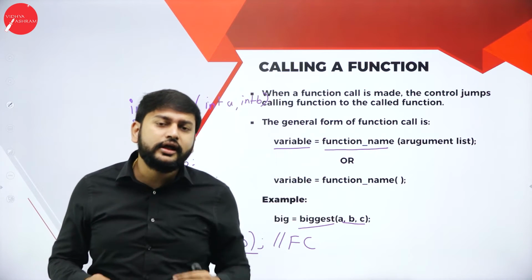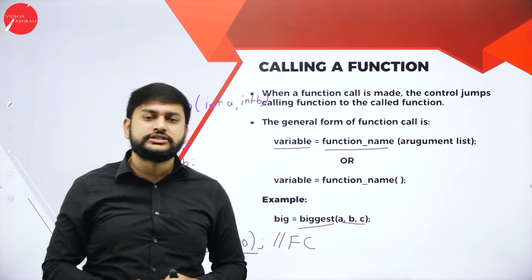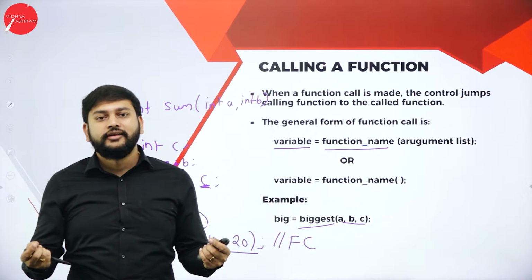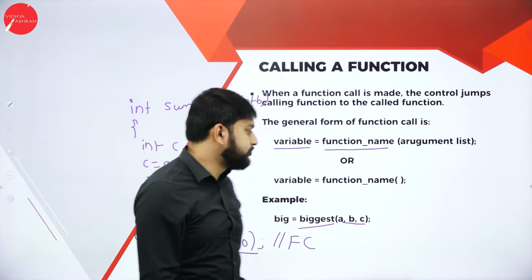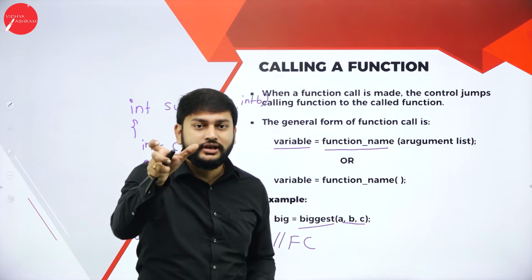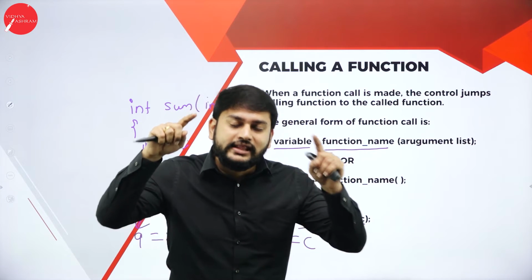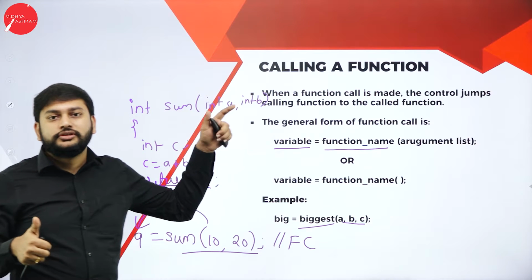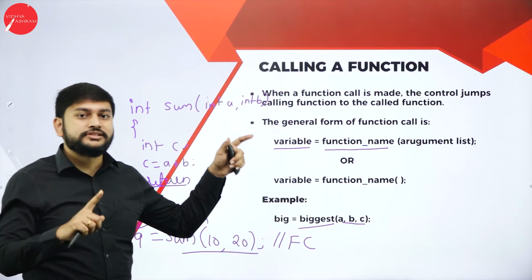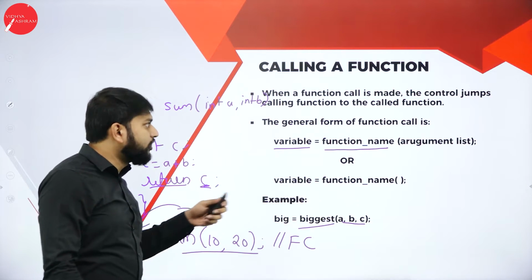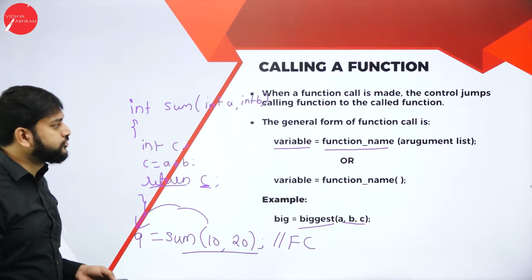So how do you activate it? How do you execute this? How do you call that function? With the help of function call. So how do you write the function call? Using the name, you will call the function, and the number of parameters, whatever you have with a function, you have to pass those parameters in the function call. That's what you have to remember. So this is all about the function call, calling a function.